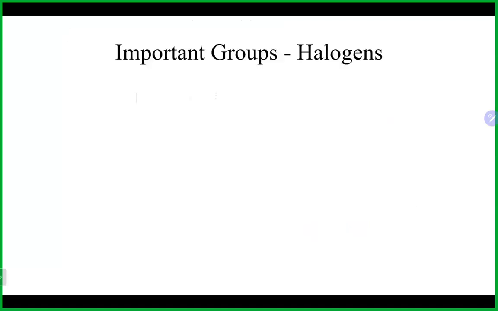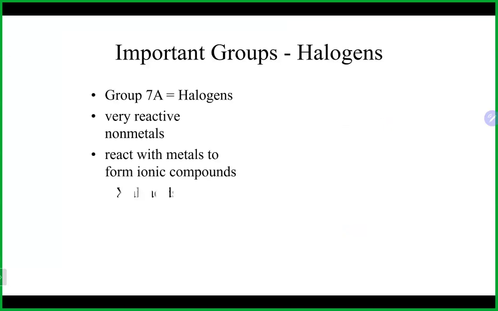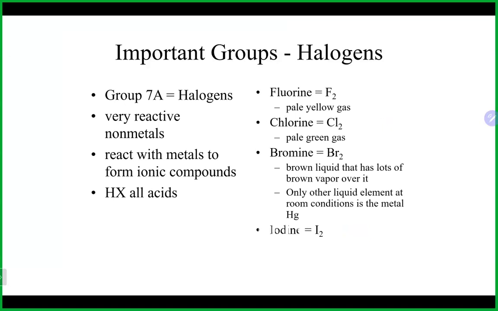Group number eight, the halogens first. Halogens are a lot of those diatomic elements. They're very reactive. They react with metals to form ionic compounds. So a lot of metals that hook up with the halogens will give us things like sodium chloride, sodium bromide, right? Potassium chloride, potassium iodide, potassium fluoride.